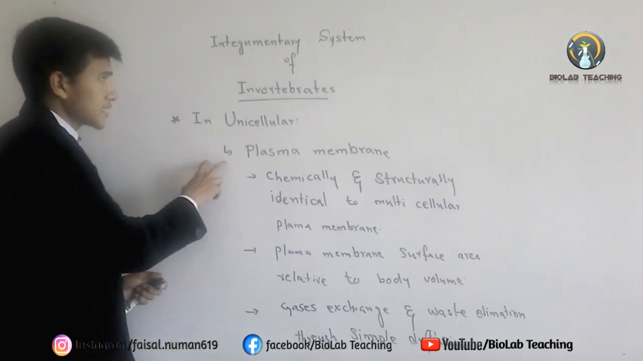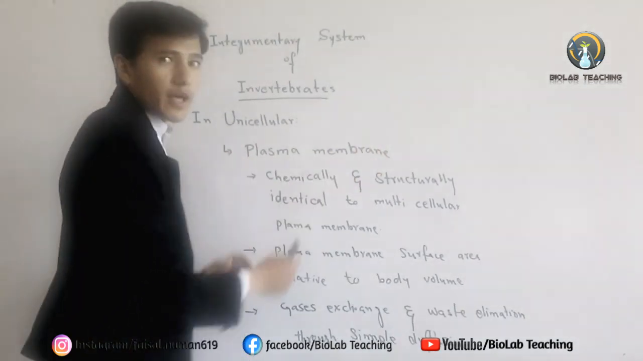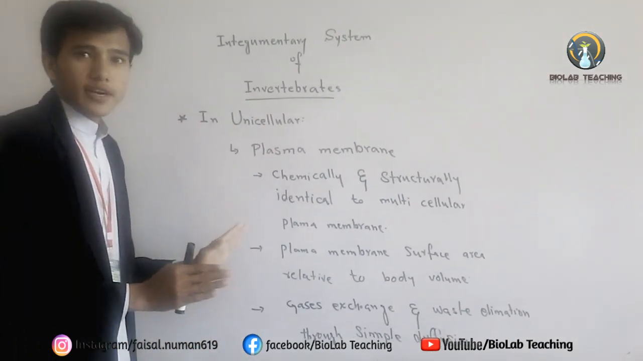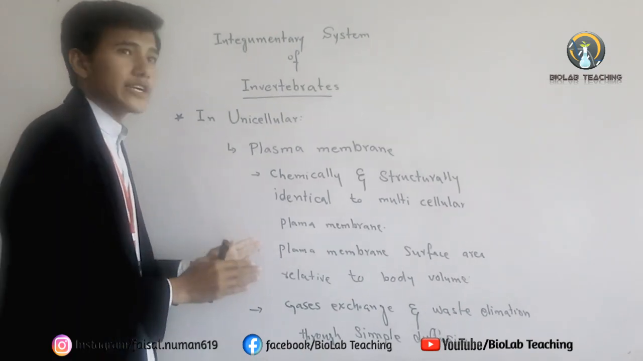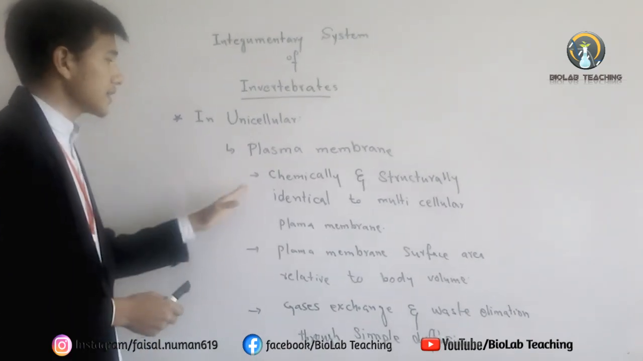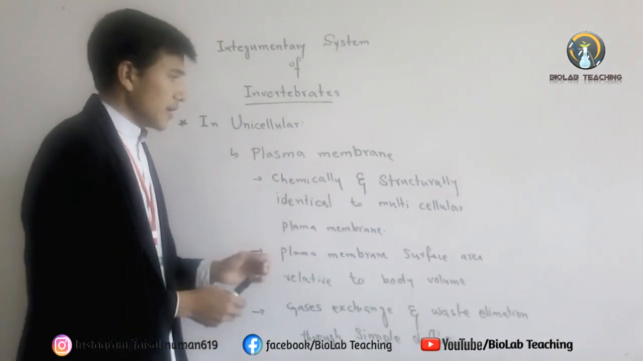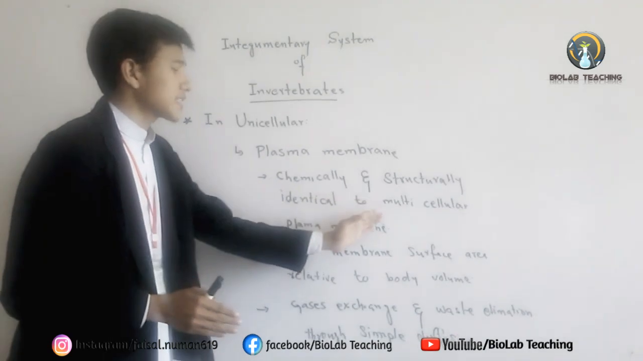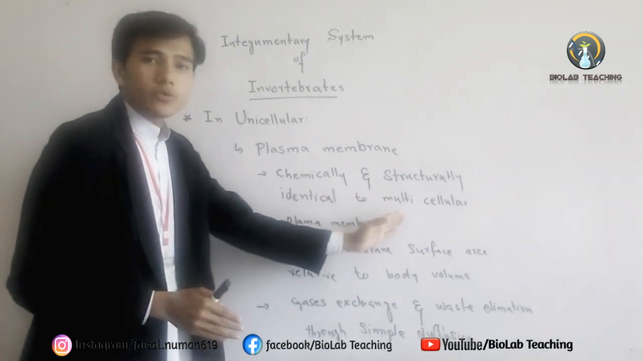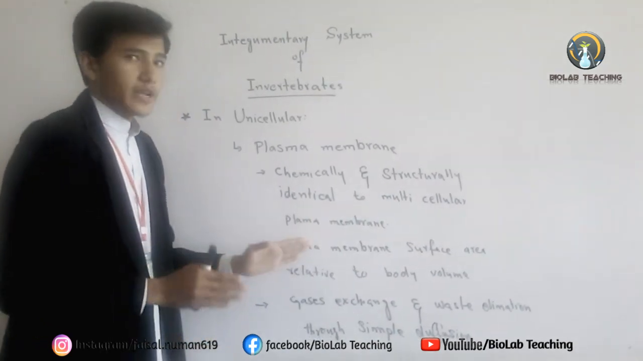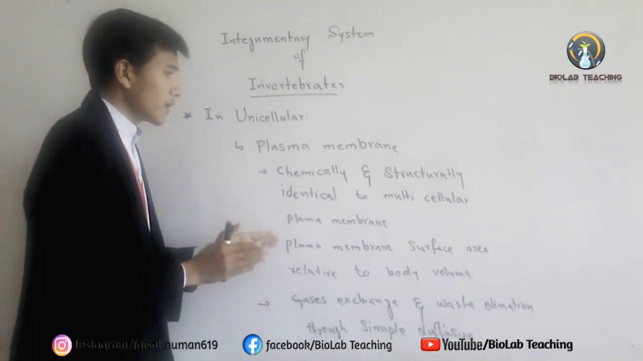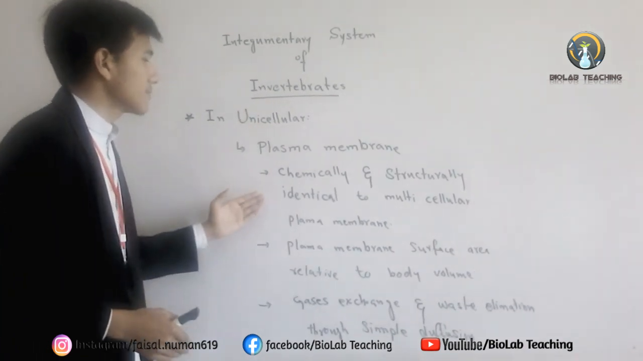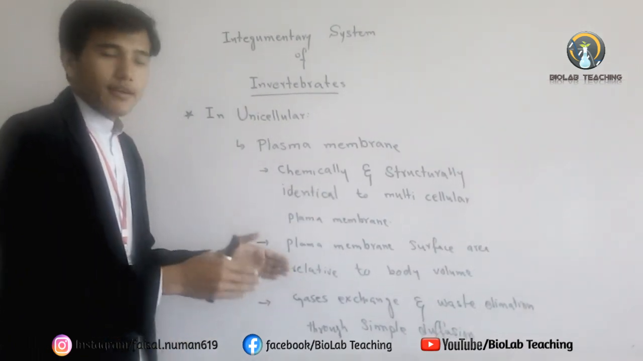The integumentary system of an invertebrate unicellular organism consists of the plasma membrane. This means that in a unicellular organism, the plasma membrane is the integument. Chemically and structurally, the composition of the plasma membrane is identical to the multicellular plasma membrane. This means the plasma membrane of multicellular organisms and unicellular organisms are the same.